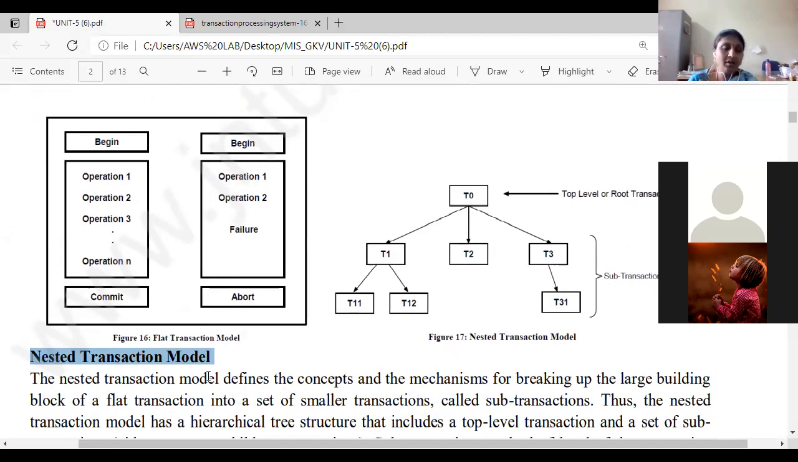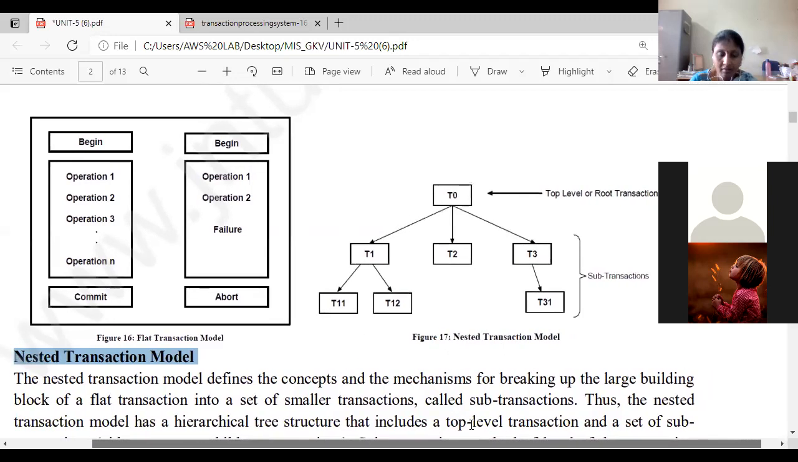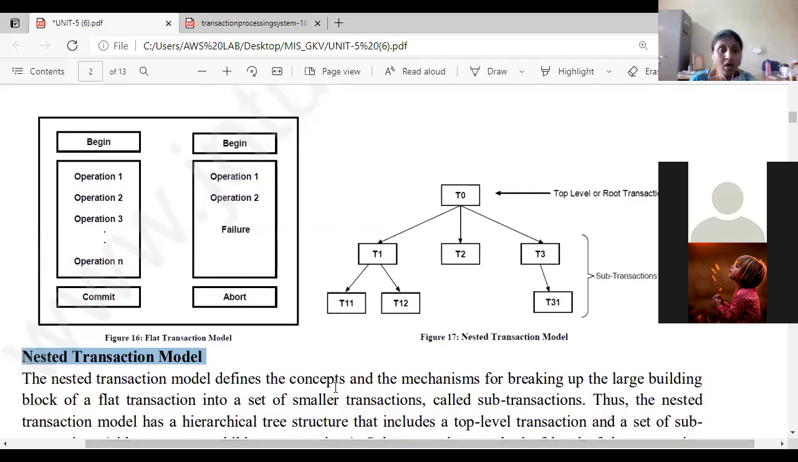Why are we using the nested transaction model? Because we have this mechanism by which we are able to break up a larger flat transaction, a larger building block, into a number of smaller transactions.